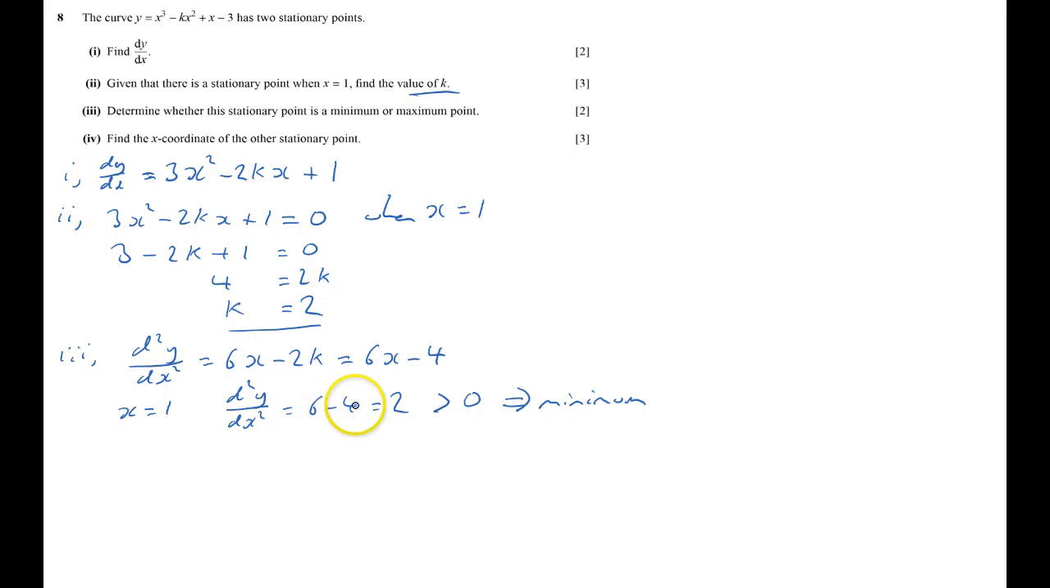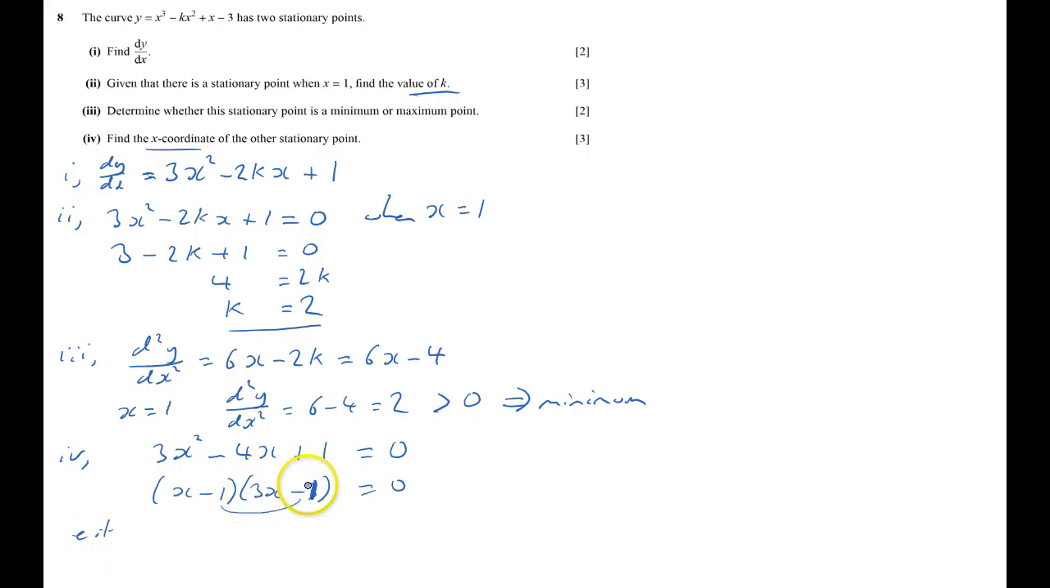Good. And part 4, find the x coordinate. I don't need to find the coordinate, just the x value of the other stationary value. So I've got 3x squared minus 2k, so that's minus 4x plus 1. I'm putting that equal to 0 to find the stationary values, and I know that one of them is x equals 1, so one factor will be x minus 1. That's going to help me factorize it. That's going to have to be 3x, and I've got to get plus 1, so that's going to have to be minus 1, because minus 1 times minus 1 gives me plus 1.